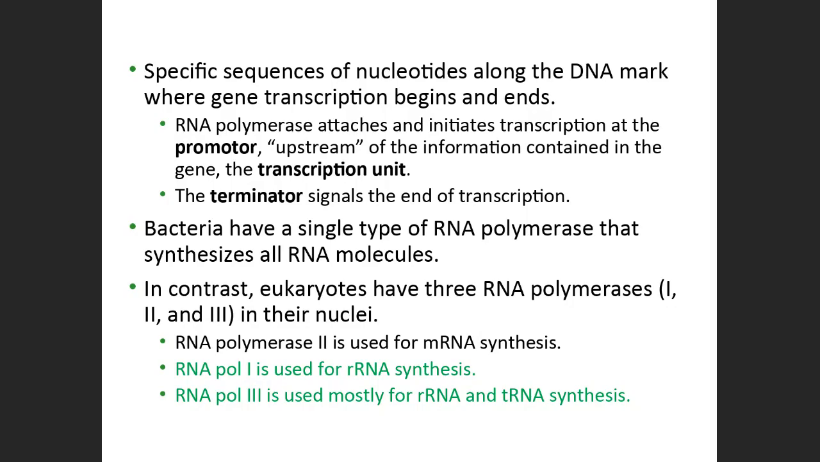Bacteria just have one type of RNA polymerase, and it synthesizes all the different kinds of RNAs. But eukaryotes, more complicated, we have 3 types of RNA polymerases, 1, 2, and 3, and they're found in the nucleus. RNA polymerase 2 is the one that's used to synthesize the messenger RNA. RNA polymerase 1 is used for ribosomal RNA synthesis, because ribosomes are made with a piece of RNA, ribosomal RNA. And RNA polymerase 3 is used mostly for ribosomal RNA and transfer RNA synthesis.